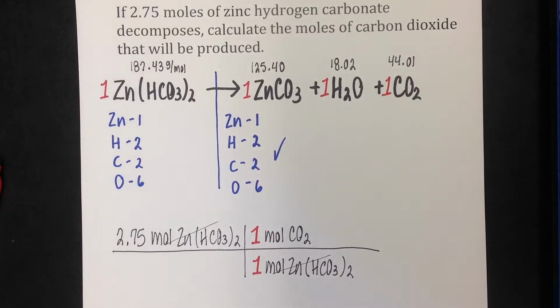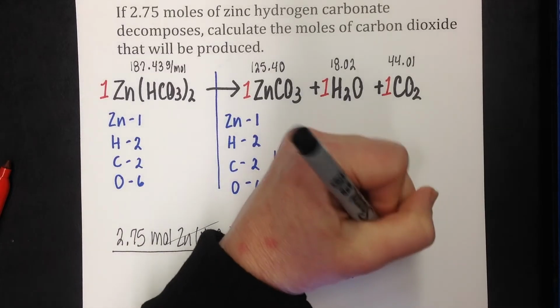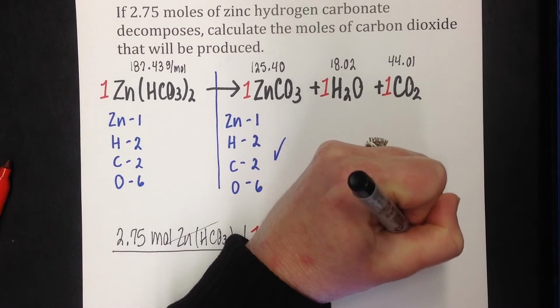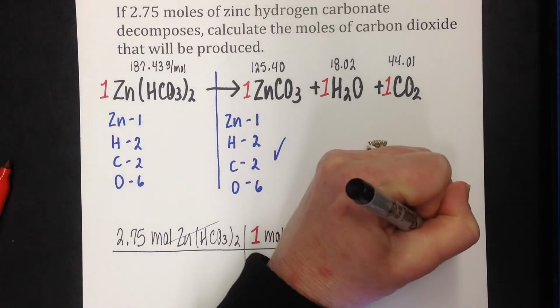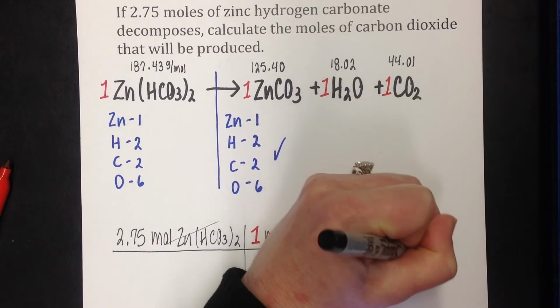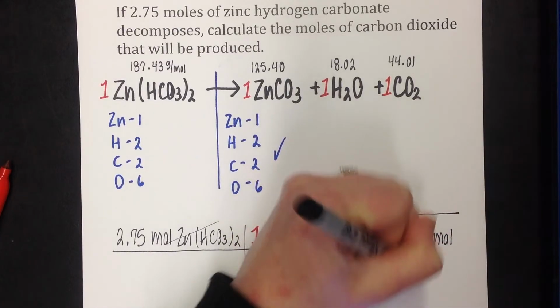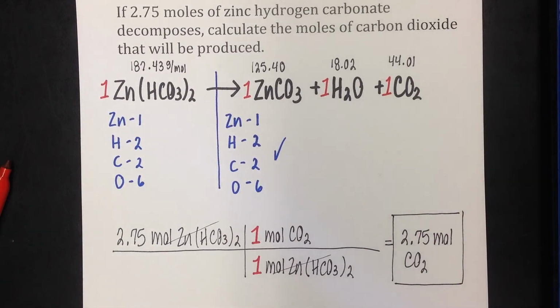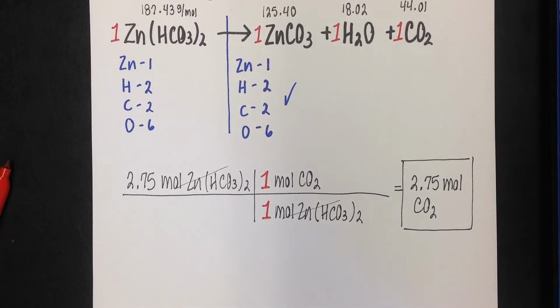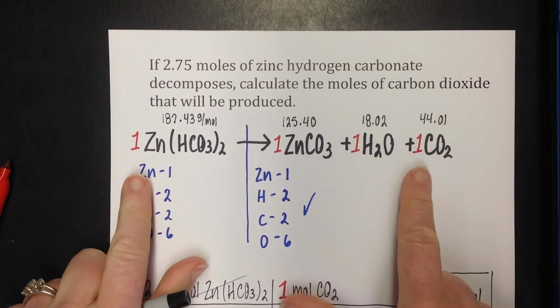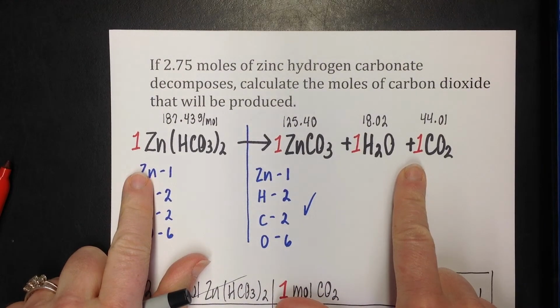So that said, I would multiply everything on the top together. 2.75 times 1 is 2.75, divided by 1 is 2.75. So the answer is 2.75 moles of carbon dioxide. I just figured out that if I have 2.75 moles of zinc hydrogen carbonate and it decomposes, I am going to also make 2.75 moles of carbon dioxide. And that makes sense because they are a 1-to-1 ratio.